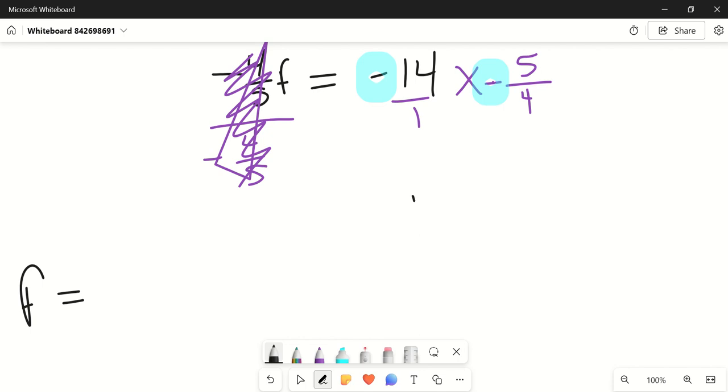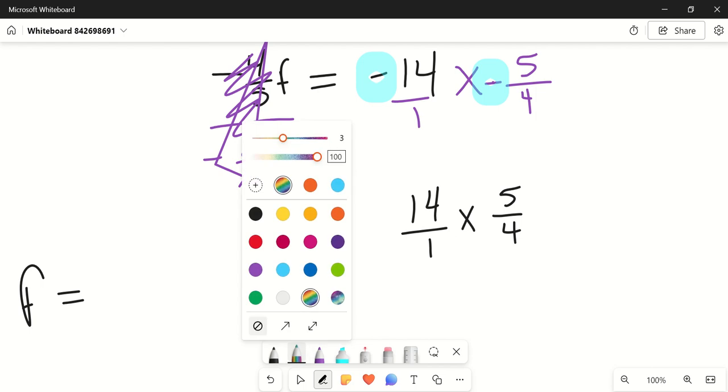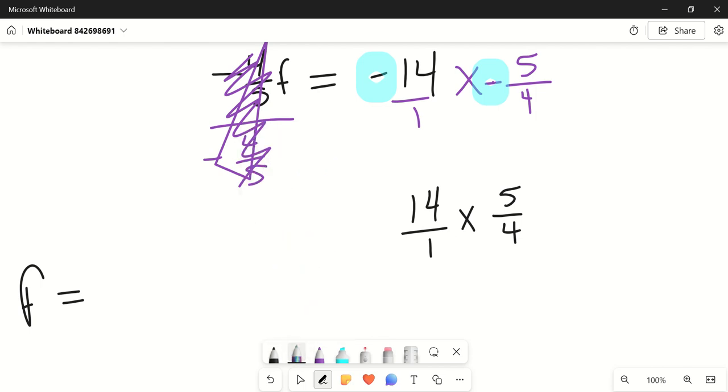So, 14 over 1 times 5 over 4. I got rid of the negatives because we already know it's going to be positive. What's my very first step? What do I do first? What do I do first? I'm not calling the same people. Other people. Let's get in this. Nope. Yes, you have. Quit arguing with the mic. Mateo, what do I do first?